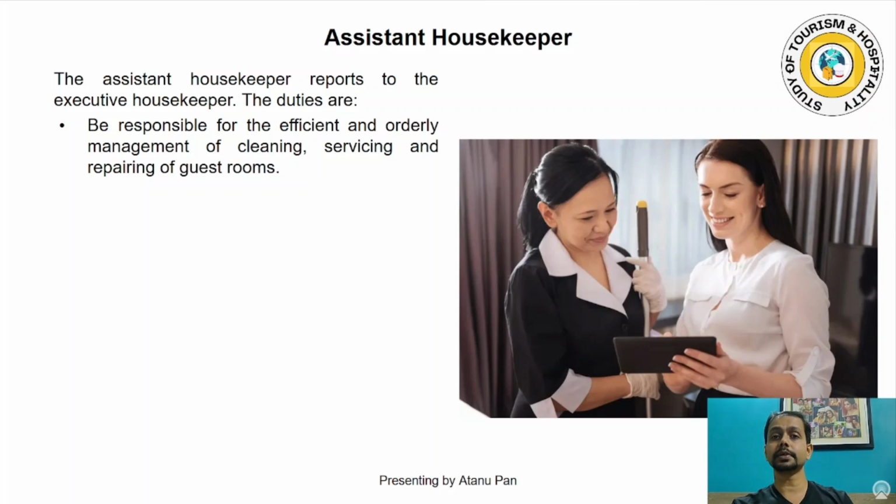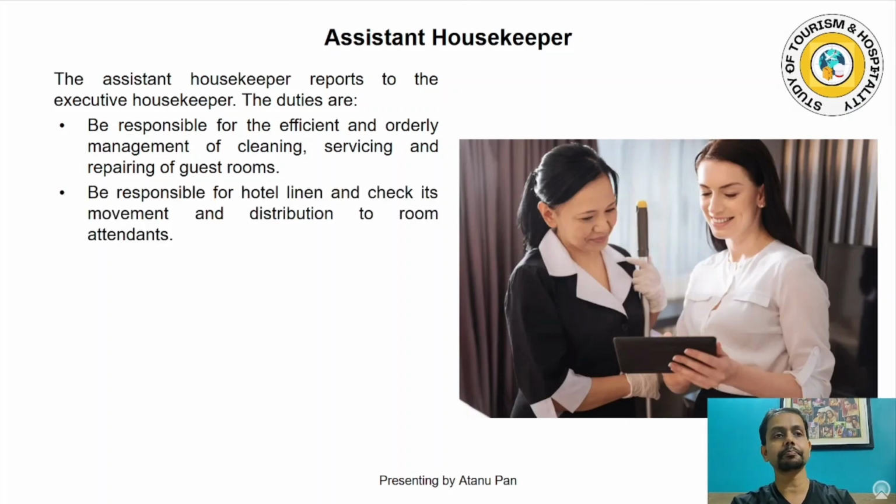The assistant housekeeper has to physically go, physically check the problems, physically speak with the guest, physically check everything. The deputy is taking the information from the assistant housekeeper. All right. Next, be responsible for hotel linen, check its movement and distribution to the room attendants.